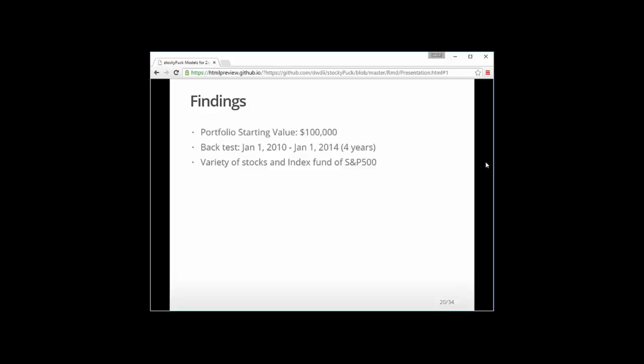In order to test our models, we ran each through a series of tests. Each test started with $100,000 on January 1st, 2010, and ran for 4 years. We selected 9 corporate stocks and an index based on the S&P 500.